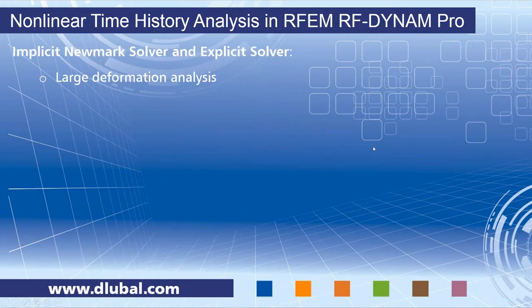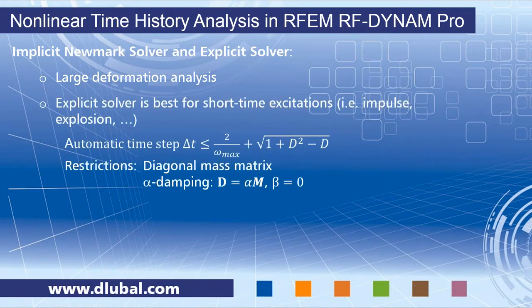I just want to quickly discuss the differences to RFEM. In RFEM, we offer two solvers for the nonlinear time history analysis. We have the implicit numeric solver and the explicit solver. RFEM offers the large deformation analysis, and the explicit solver is best for short time excitations, for example, impulse or explosions. It is a conditionally stable process, so the time step needs to be smaller than the stable time increment. This stability limit is determined with the smallest finite element length.